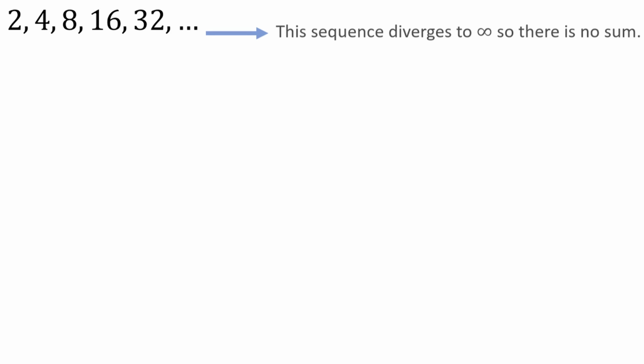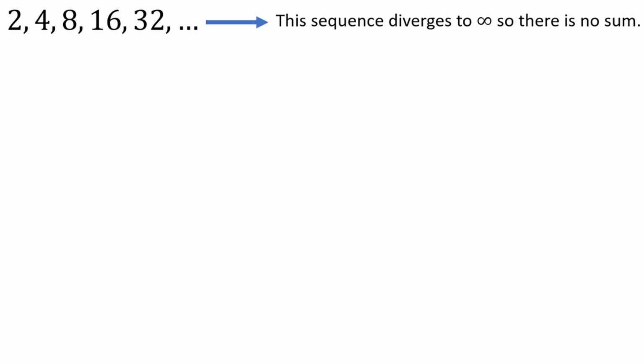There is no sum of this infinite sequence because the terms diverge. They get bigger and bigger and bigger and approach positive infinity. You could find a partial sum, say of the first 20 or 30 terms or whatever you want, but there will be no sum of all of the terms as the sequence diverges to infinity.